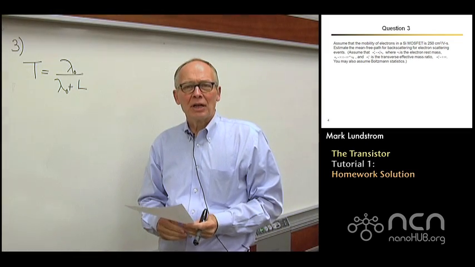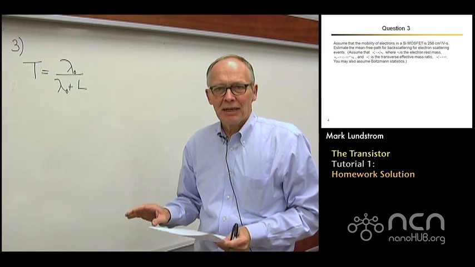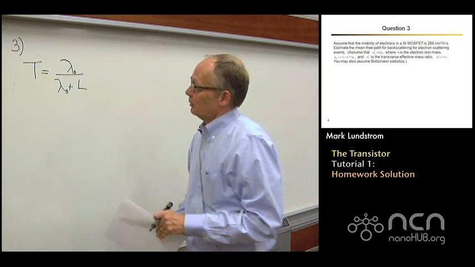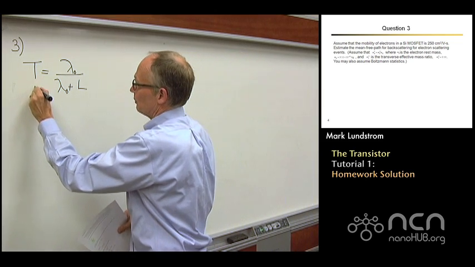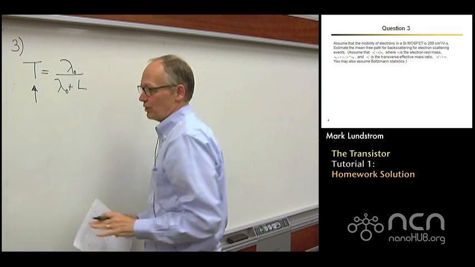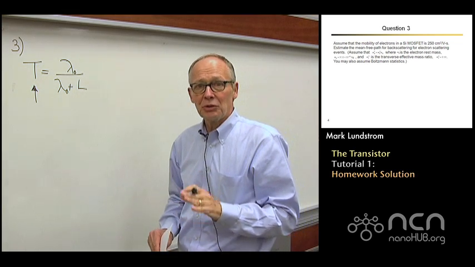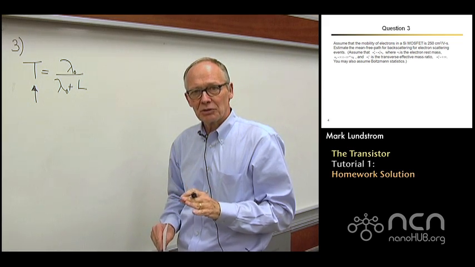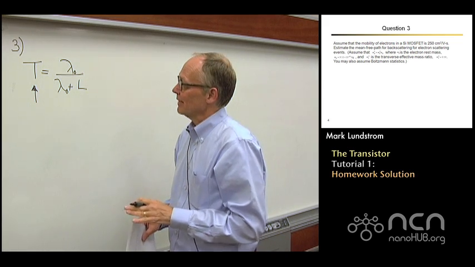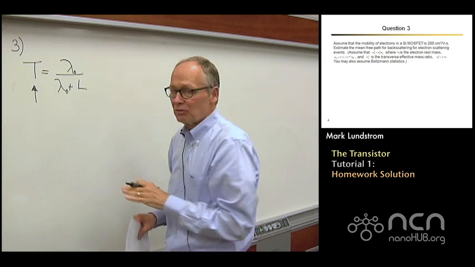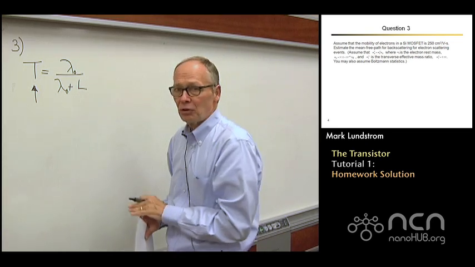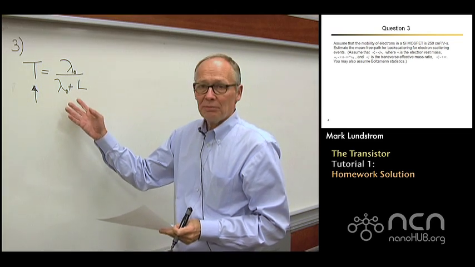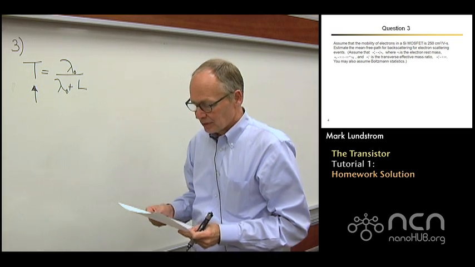All right, let's move on to problem 3. Problem 3 is about the mean free path. And why do we care about the mean free path? It's because we care about the transmission. Transmission, remember, is a number between 0 and 1 that tells us the probability that an electron that enters from the source exits from the drain. And the transmission is related to the mean free path for backscattering by this simple formula. So it's important to be able to deduce what the mean free path is from experimental measurements.